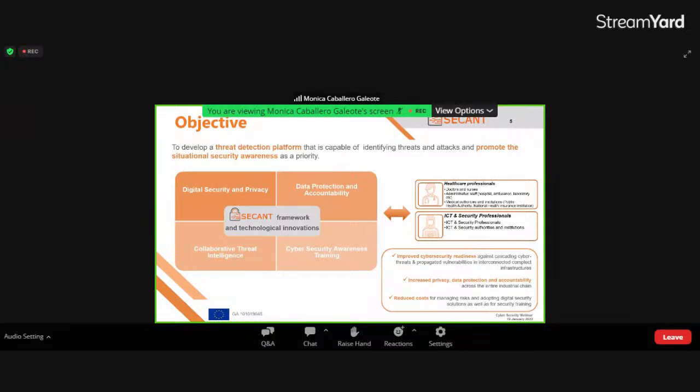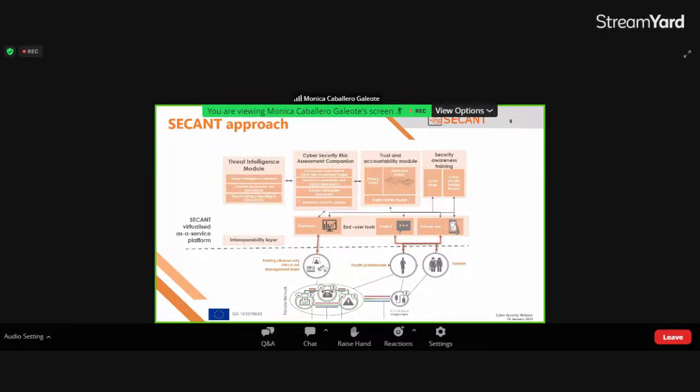The 4 pillars I just introduced translate into different major components. We will have a threat intelligence model, a cybersecurity assessment companion, a trust and accountability model, and a security awareness training. All of them are depicted in this conceptual diagram, and all of these will be integrated in a virtualized platform that will be offered as a platform as a service. In this diagram, at the bottom, we have the supply chain with the provider network and all the ICT network components.